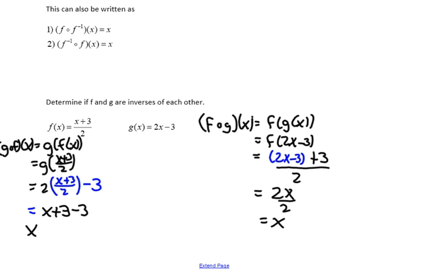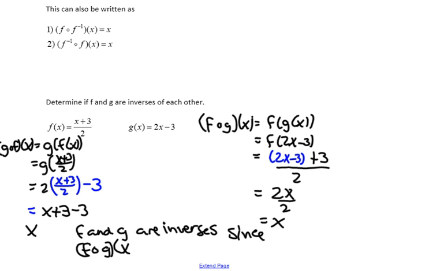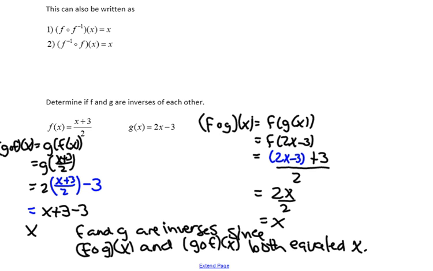So f and g are inverses, since the composition f of g of x and the composition g of f of x both equal x. Again, if either part did not equal x, then we know they're not inverses of each other.